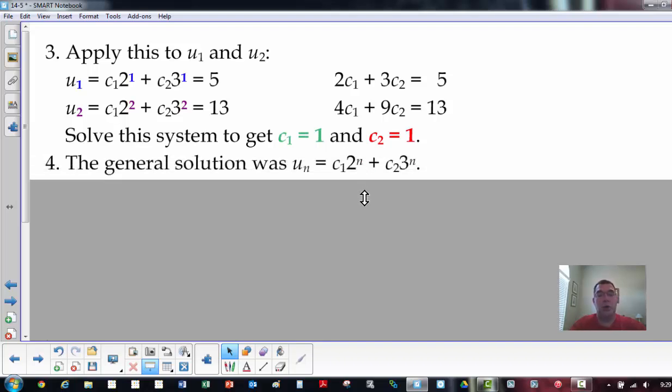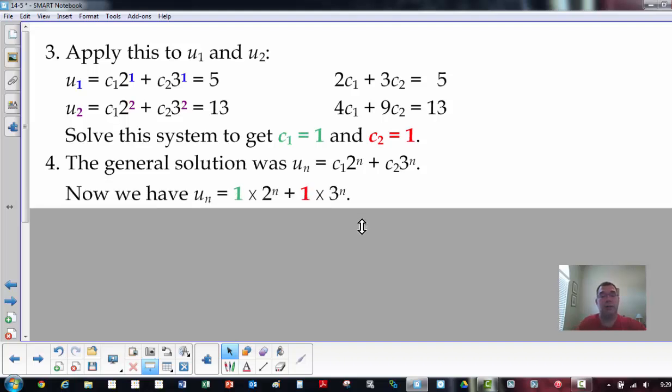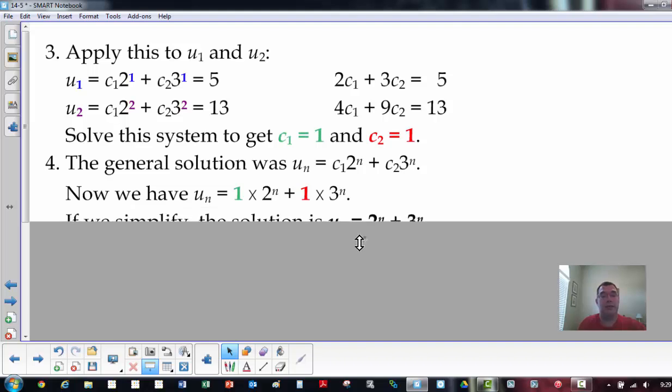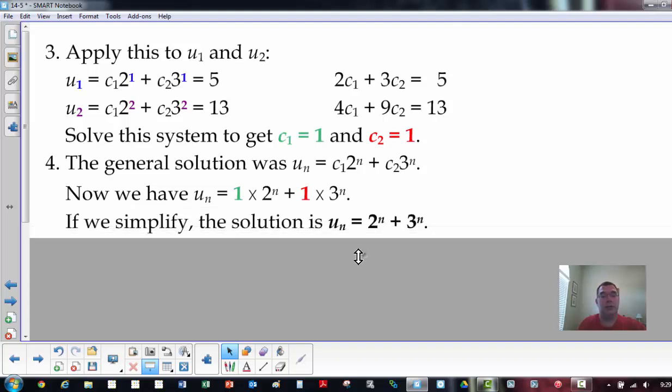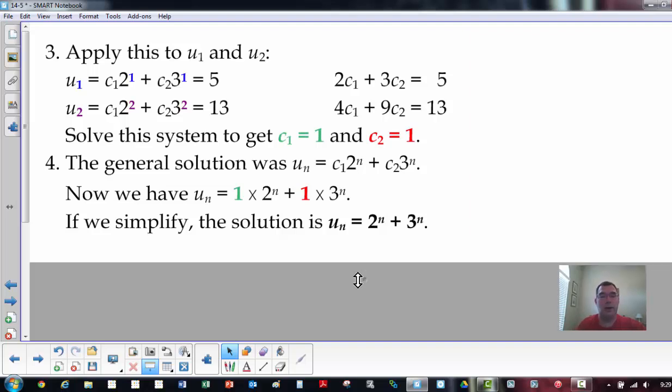So the general solution was that the nth term was some unknown constant times 2 to the n plus another unknown constant times 3 to the n. And what I found was constant 1 is equal to 1 and constant 2 is equal to 1. So I can make those replacements. So my general solution is that the nth term is 2 to the n plus 3 to the n. So that's a simple example where I don't need to use polar form.